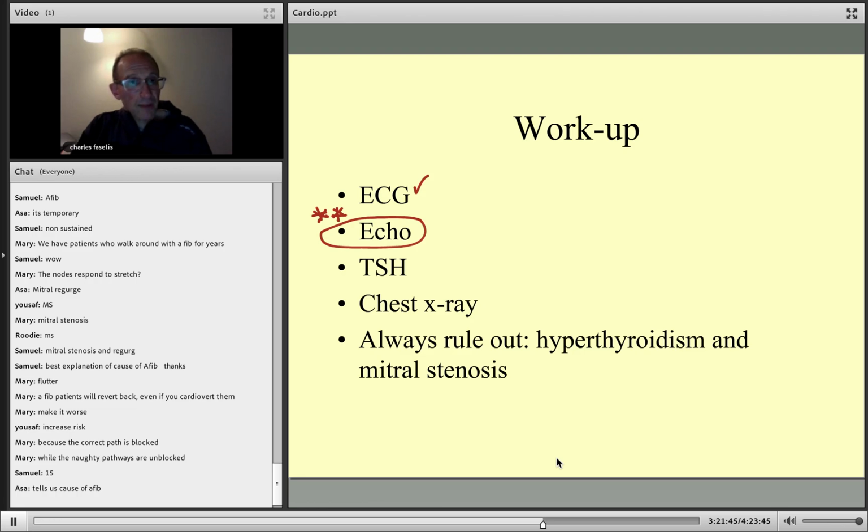The echocardiogram also rules out a very important valvular disease that commonly presents, sometimes the first time it presents, with AFib, and that's mitral stenosis. Okay? So the two things I have to think about and rule out right away are hyperthyroidism and mitral stenosis. Okay? I also have to get a chest x-ray, right, to make sure nothing else is going on in the lung, there's nothing else going on around the heart and so forth.